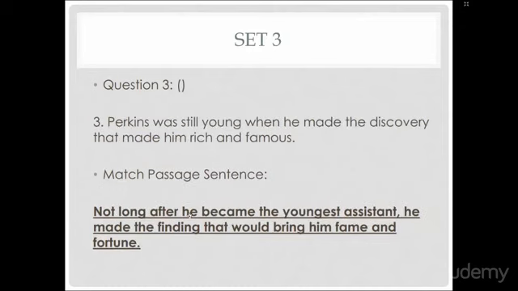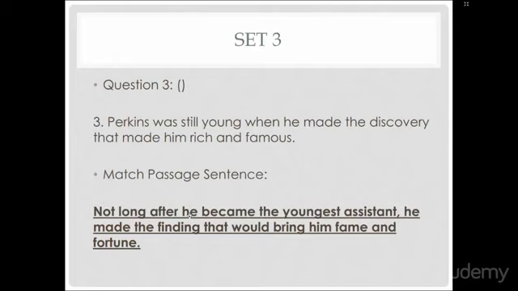Number 3. Perkins was still young when he made the discovery that made him rich and famous. The matching passage sentence: not long after he became the youngest assistant, he made the finding that would bring him fame and fortune. All right, stop the tape if you want to try to do it yourself and come up with the answer. Again, Perkins was still young when he made the discovery that made him rich and famous.